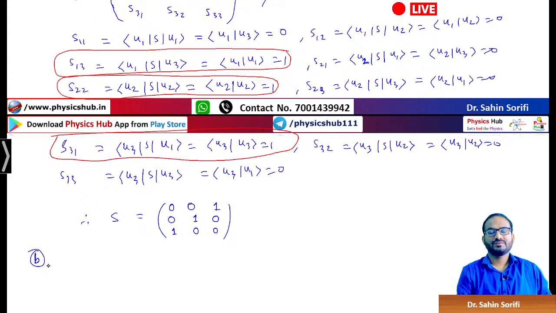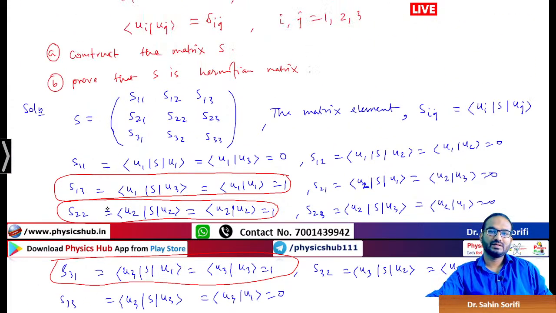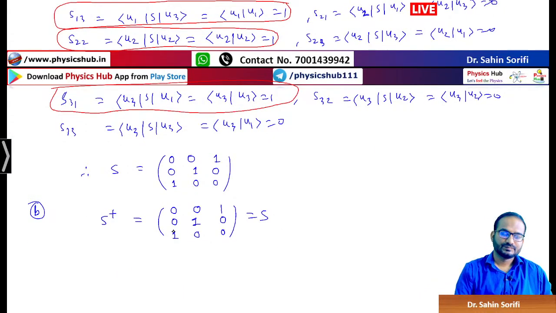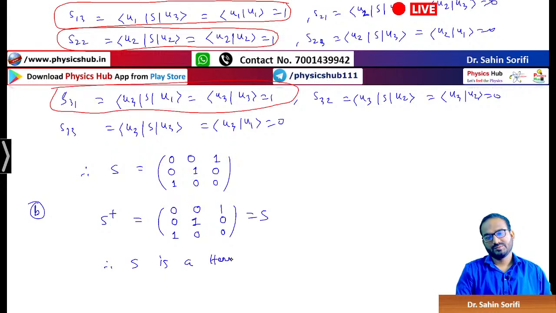Now next part, if you want to prove whether S is a Hermitian matrix, you can take S dagger. What will be the value of S dagger? The row will go into the column and the column into the row. So 0 0 1, 0 1 0, 1 0 0, and you can see it is basically the same. S dagger is S, so we can say that S is a Hermitian matrix.